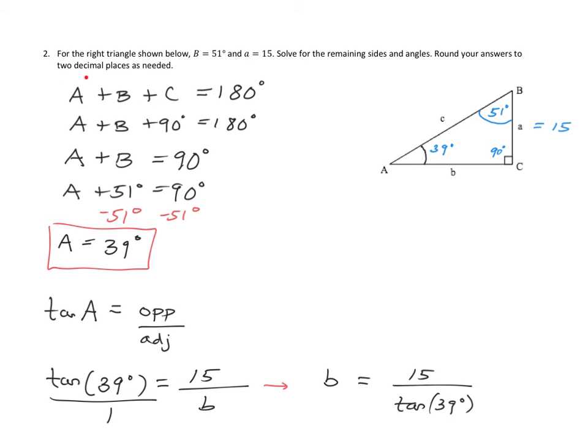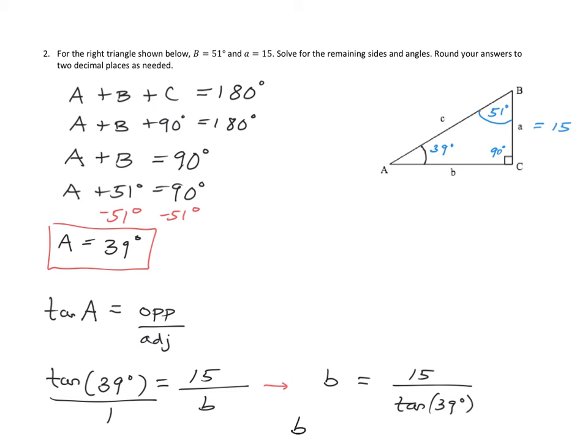Now, we're going to round to 2 decimal places, so I'm just going to type this expression into my calculator and round to 2 places as needed. I'm going to make sure my calculator is in degree mode. That's really important. So let me just double check that. It is. So I'm going to type in 15 divided by tangent of 39. And to 2 decimal places, I get 18.52.